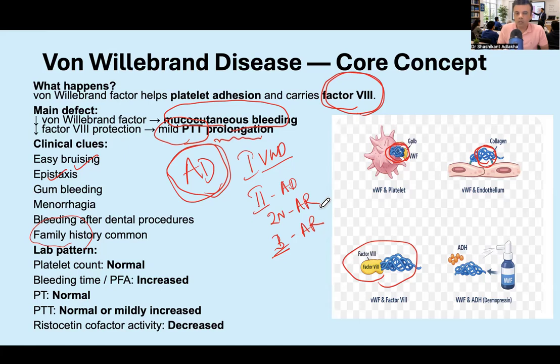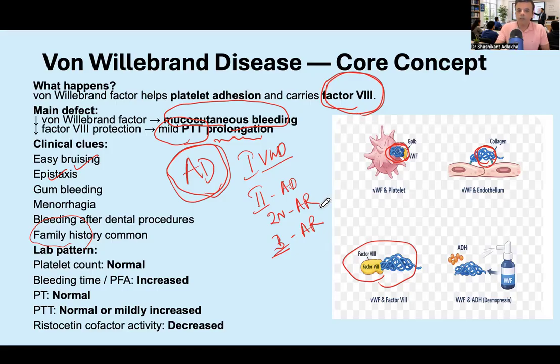So we talked about the clinical features, now the lab features. Platelet count is normal except in some cases we are going to talk about in the next slide. There may be some decrease in the platelet count as well, but in the majority of cases the platelet count is normal. Bleeding time is increased, as seen in all platelet function disorders, because there will be deficient binding of platelets to the subendothelial collagen because of the defective von Willebrand factor. PT will be normal, and PTT, as we talked about, is mildly increased.